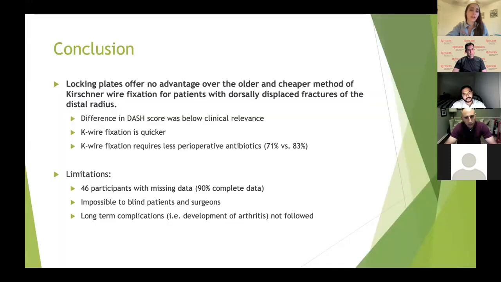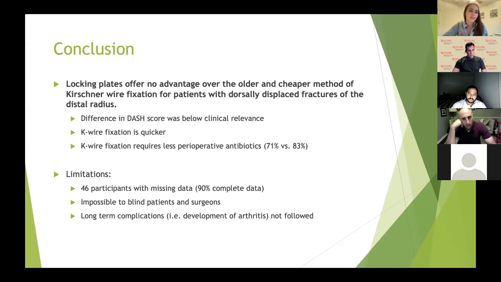And the conclusion that they said is locking plates offer no advantage over the older and cheaper method of K-wire fixation for patients with dorsally displaced fractures of the distal radius. So that difference that they found in DASH score was below clinical relevance. They said for patients that it was found at 12 months post-op was not significant, because the advantage of the volar locking plate is supposed to be that the patients can move the wrist earlier on in recovery. And they also reported K-wire fixation as quicker and that there's less perioperative antibiotics used. So they reported 71% of patients versus 83% in the plating group.